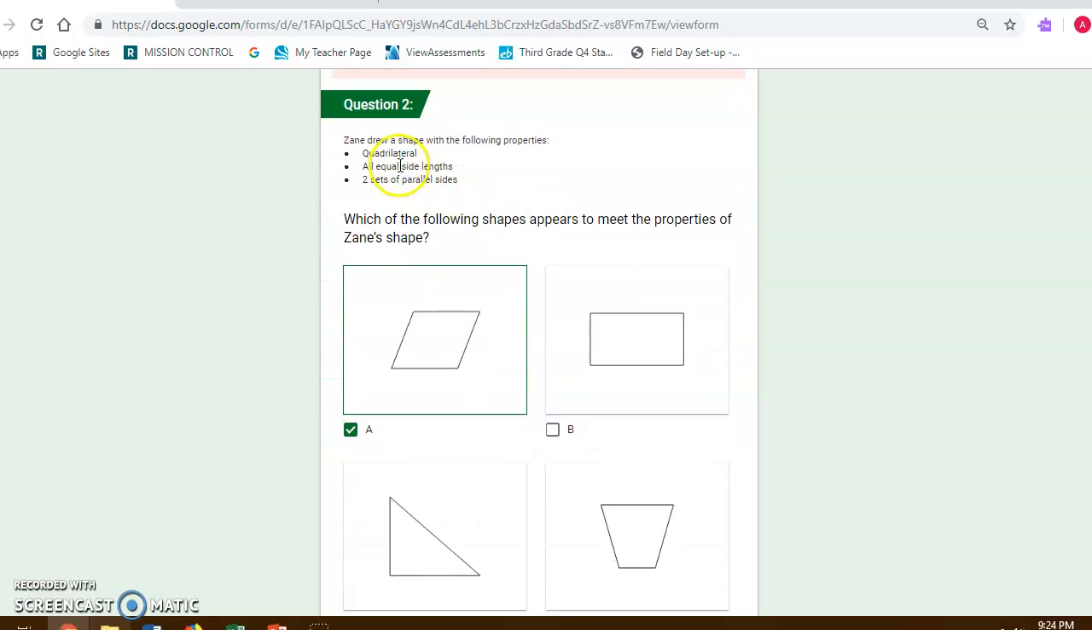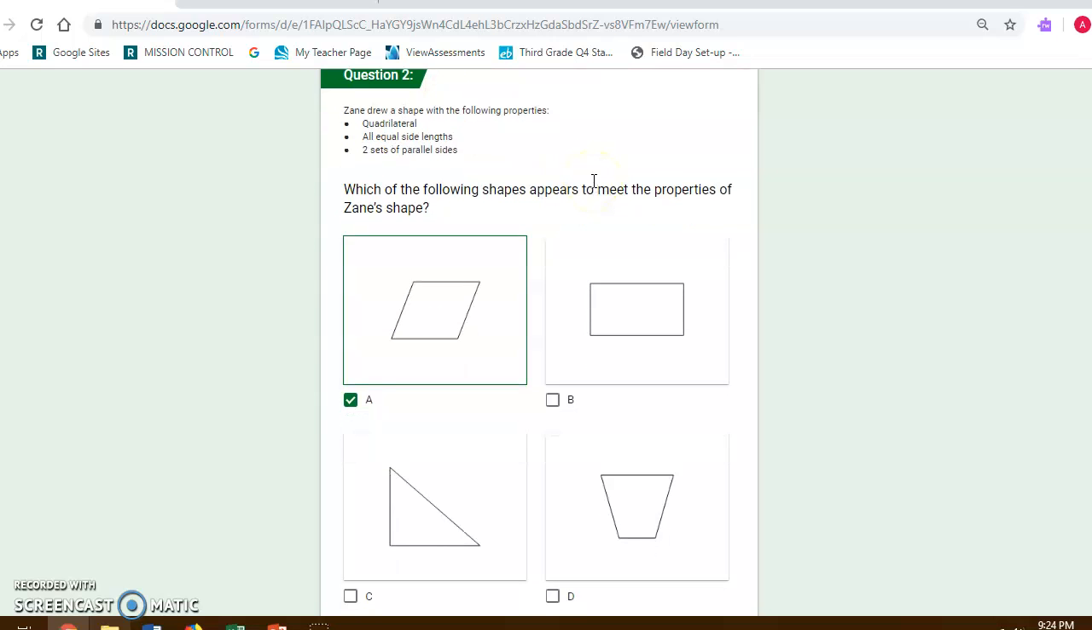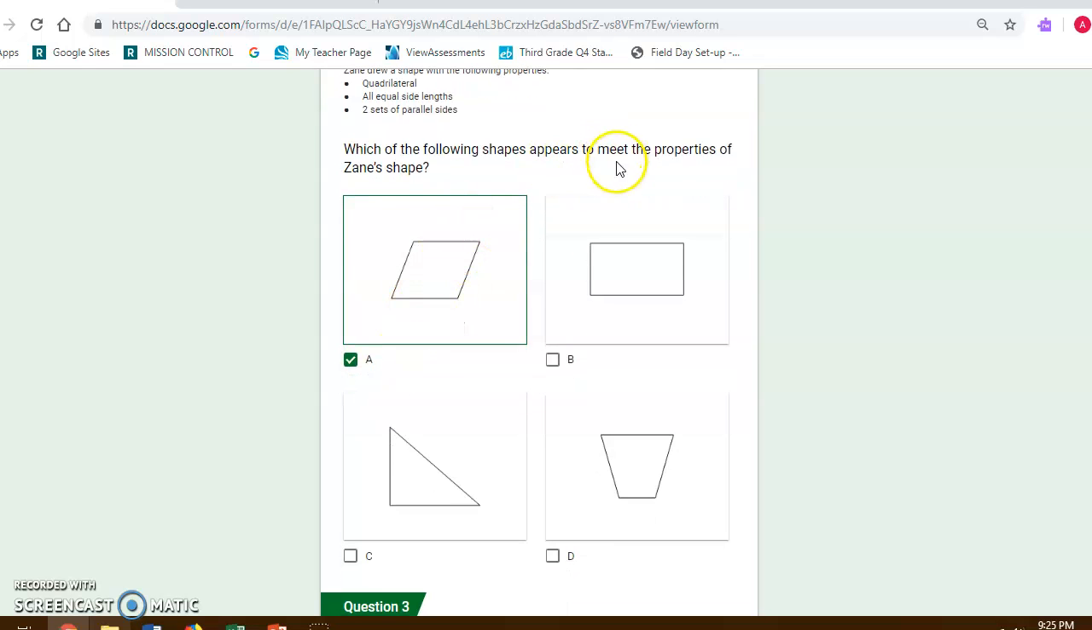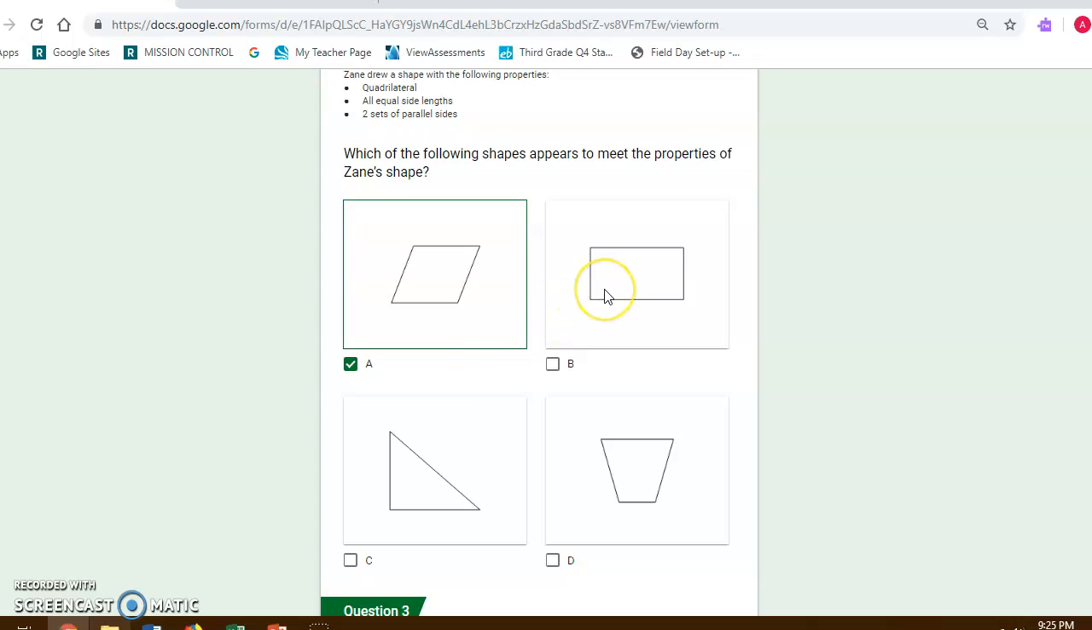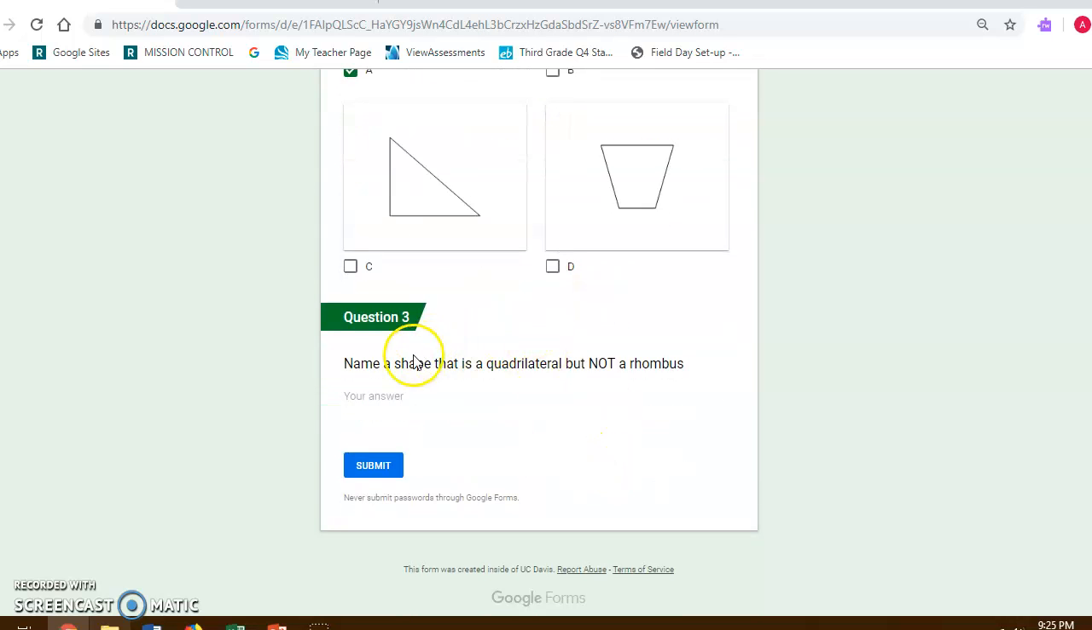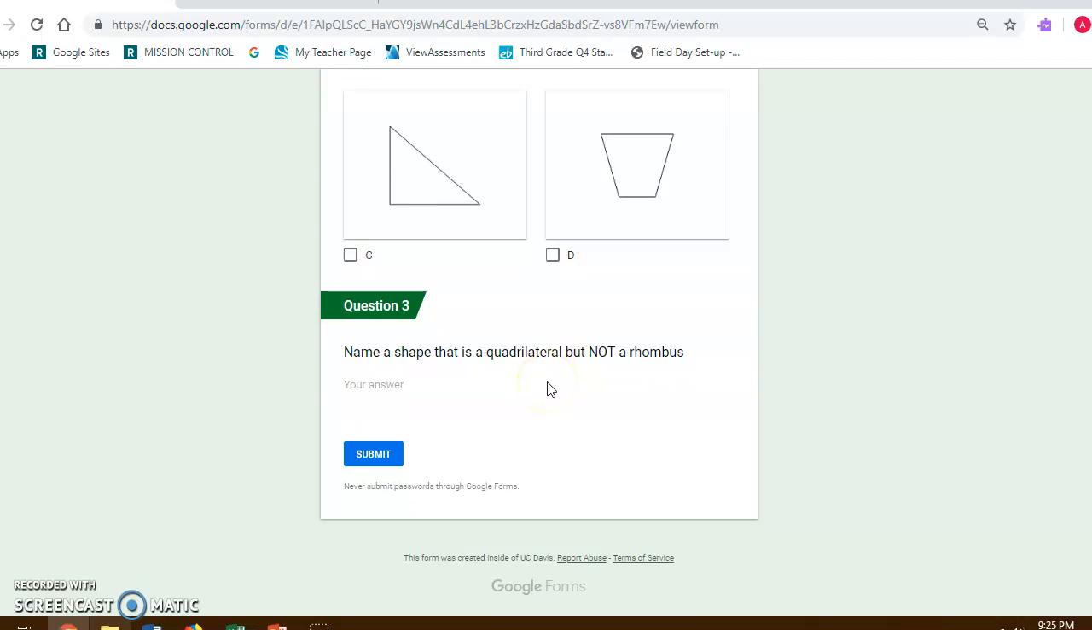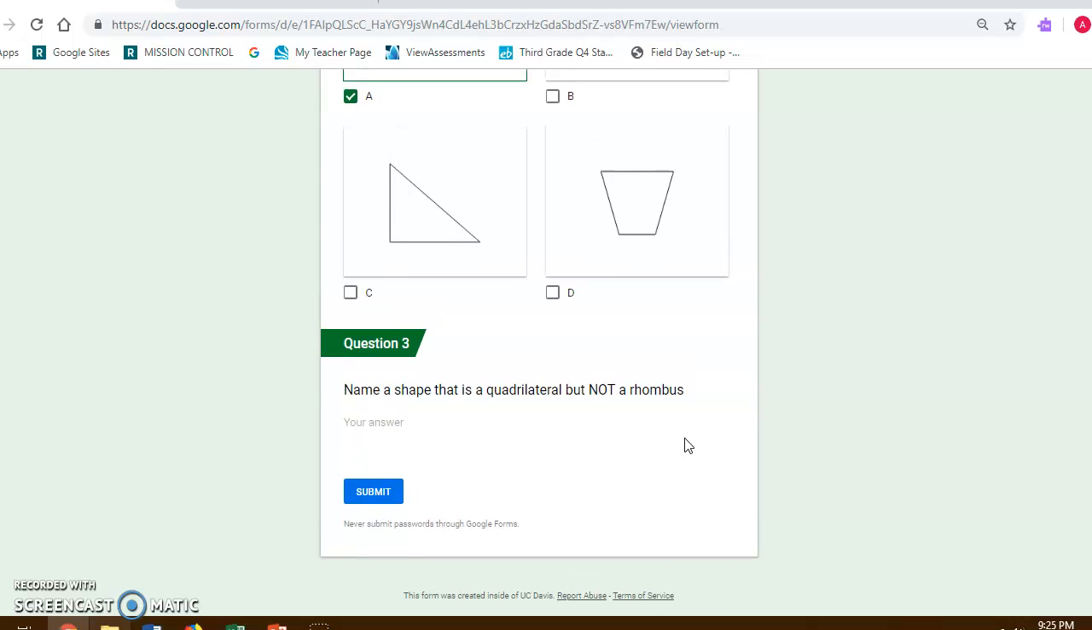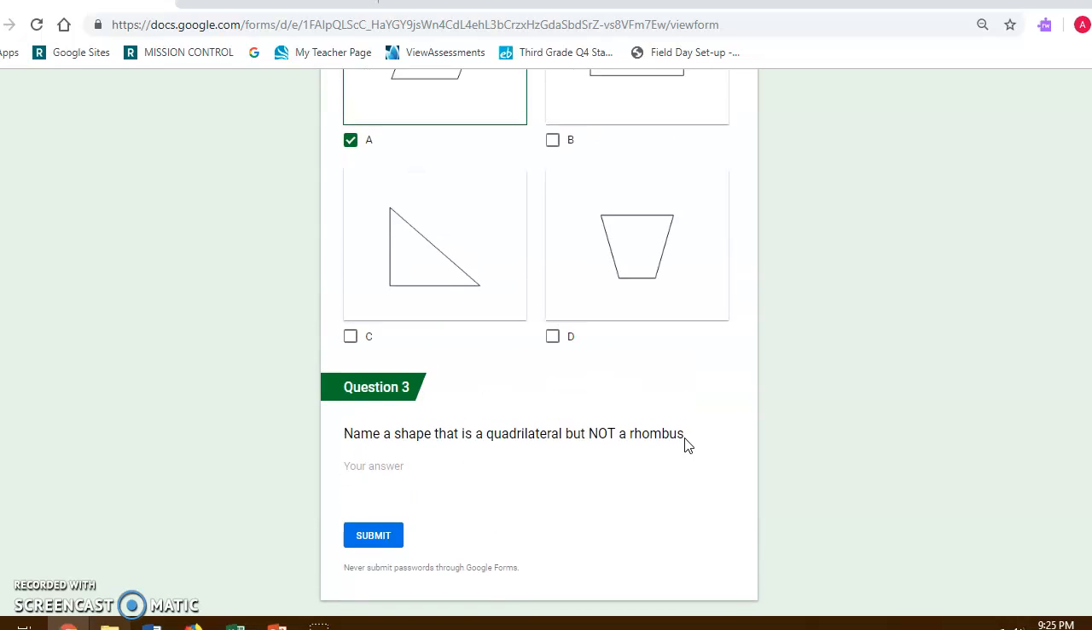For question number 2, I gave the properties of shapes and asked students to identify which shapes meet those properties. So it's testing that part of the standard. For the third question, I left it open-ended just to give a variety of question types for students, which allow me to make this accessible to more learners. So for this one, I asked students to name a shape that is a quadrilateral but not a rhombus. So this forces students to use the resources around them to be able to answer the questions.